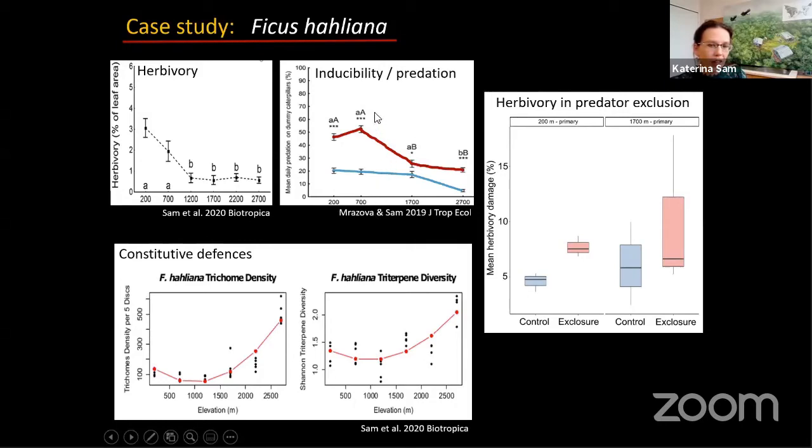And finally, when we return to the graph which you have seen already once, we observe that the inducibility of the plant is higher in the lowlands. And when we spray the Ficus hahliana with methyl jasmonate, it attracts more predators in the lowlands than at the higher elevations.